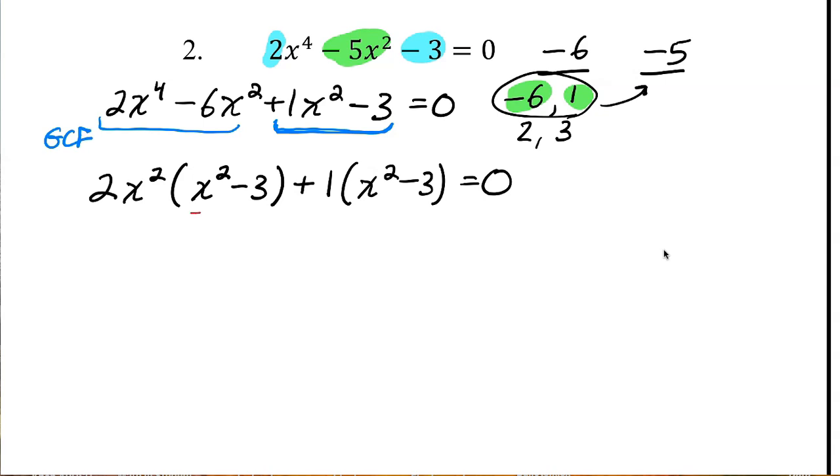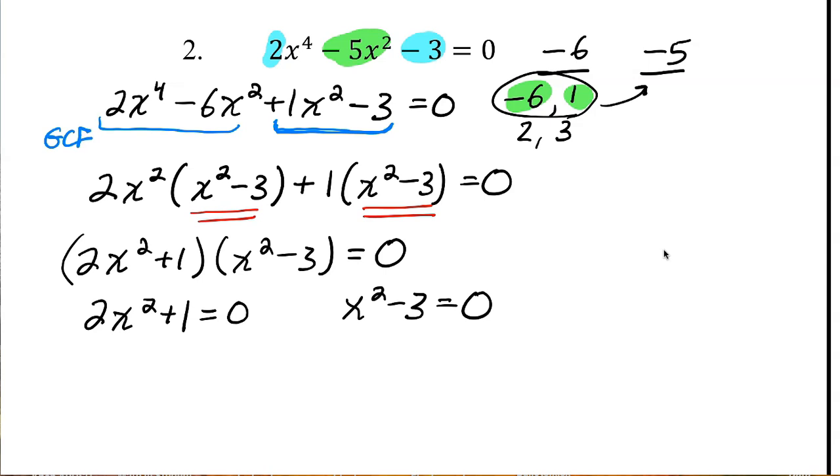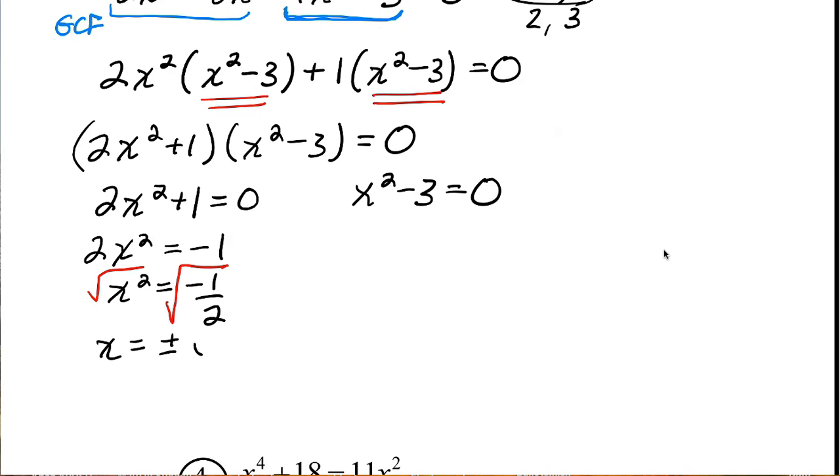And you know you've done this process correctly when you have identical binomials, which we do, so we can have the stuff on the outside, 2x squared plus 1, and the stuff on the inside, x squared minus 3, and that equals 0. So we would set both of these binomials equal to 0, and then we would solve for x. On the left, we would get 2x squared equals negative 1, x squared equals negative 1 over 2, x equals, square rooting both sides, plus minus square root of negative 1 over the square root of 2.